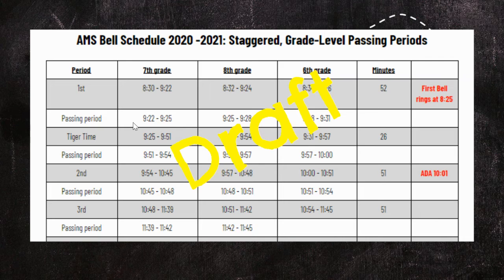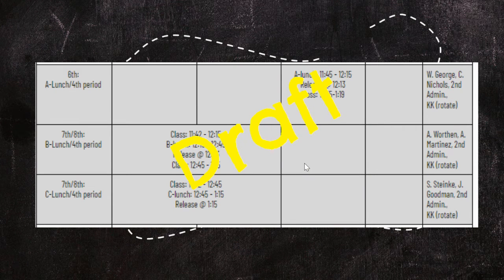passing periods. We're going to have one-way hallways as well, but this will limit students in the hallway, kind of honor some social distancing. Between first and second period is where your Tiger Time advisory occurs. That's a 26-minute class. We have that every day. You can see all the way down to third period. And then we start to see the lunch schedule.